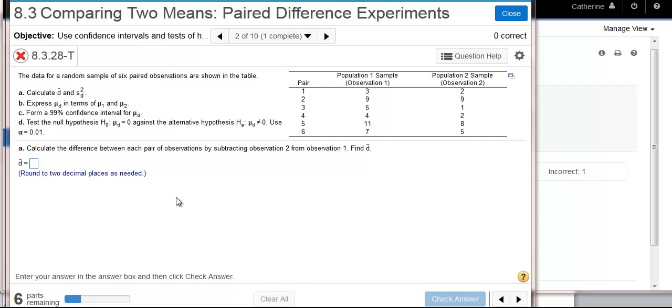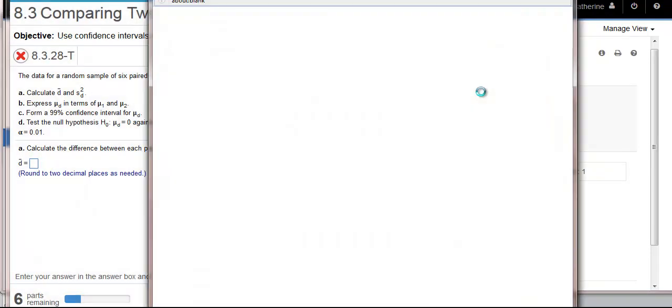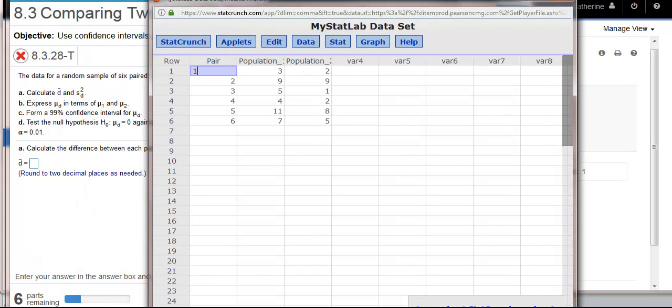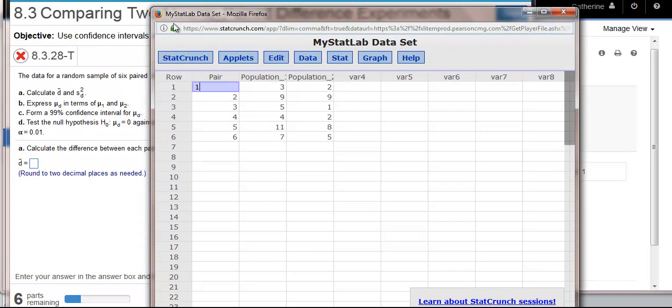Hello, in this problem we're going to examine how to compute a confidence interval with StatCrunch. So the first thing I want to do is I've got some data here. This is paired data, and I'm going to click on the little rectangle to copy this data into StatCrunch. Okay. Now, with this problem, the first thing we're asked to do is to compute the mean of the differences.